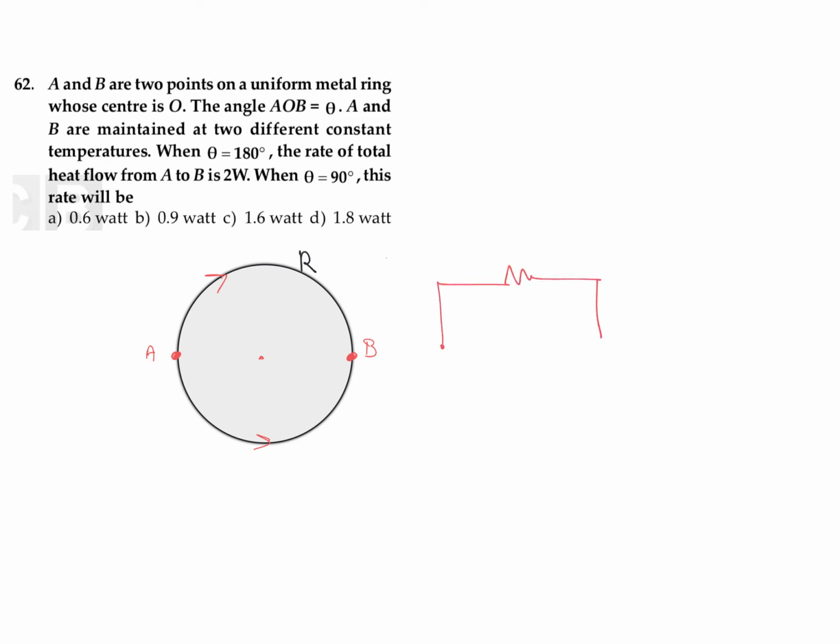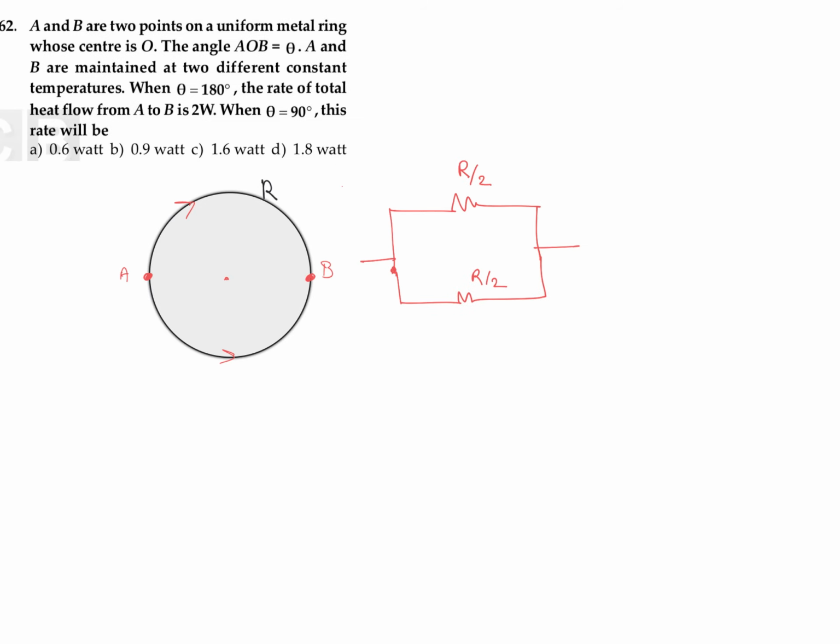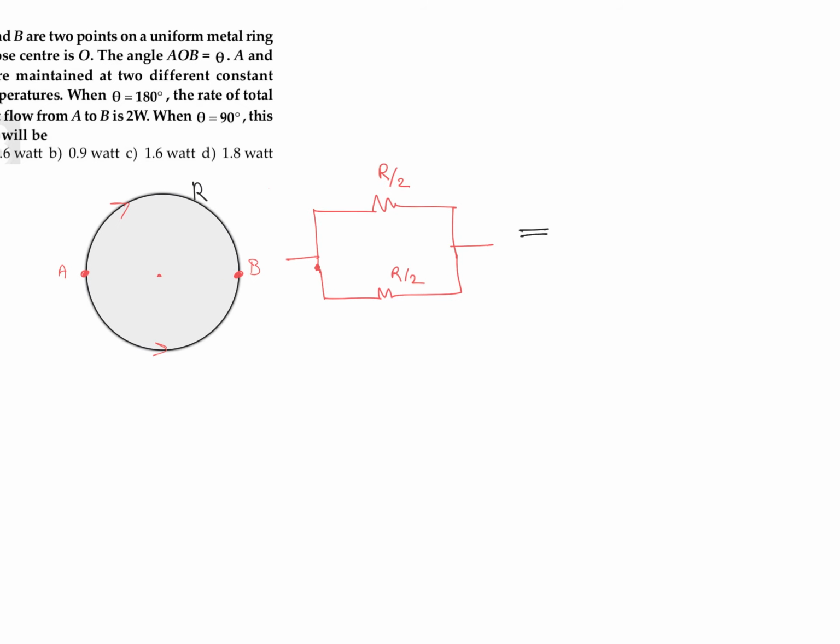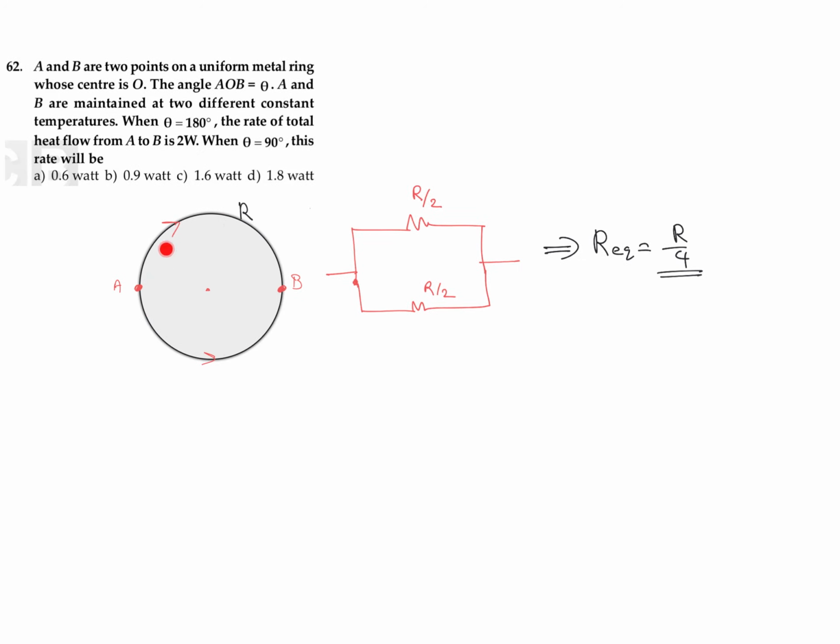If the total resistance is R, we can take this as R by 2, and the remaining portion R by 2 is over here, and these two resistors are connected in parallel. So we can consider that the equivalent resistance is equal to R divided by 4. So we are considering that the total resistance of this ring is equal to R. Now we are dividing this into two equal parts. So this part has a resistance R by 2, and this part also has a resistance of R by 2. And as they are connected in parallel, the equivalent resistance is equal to R divided by 4.